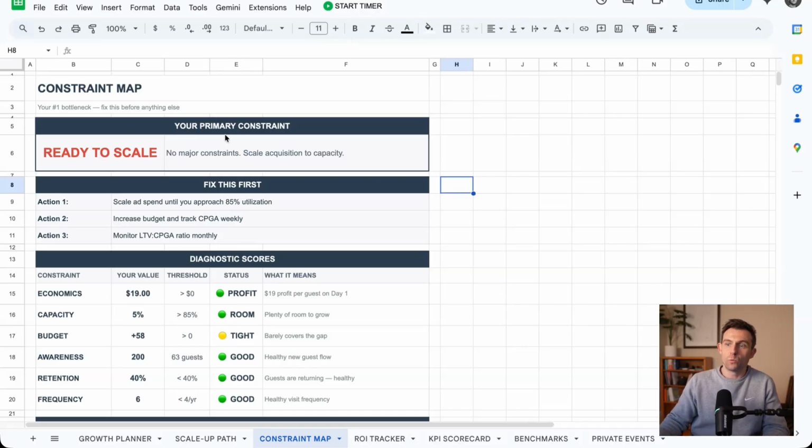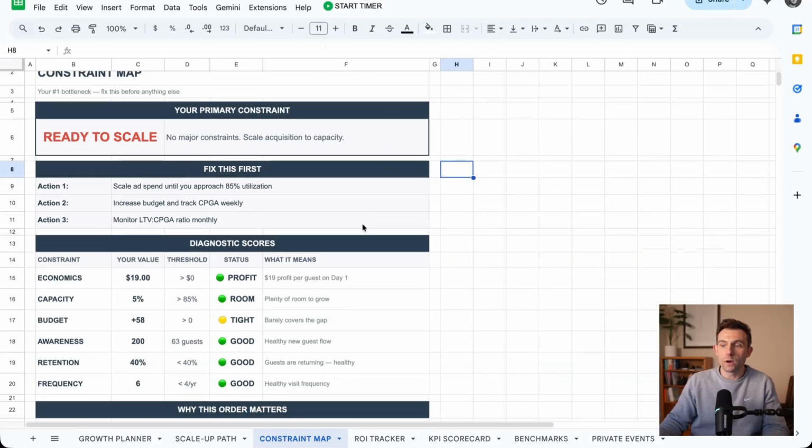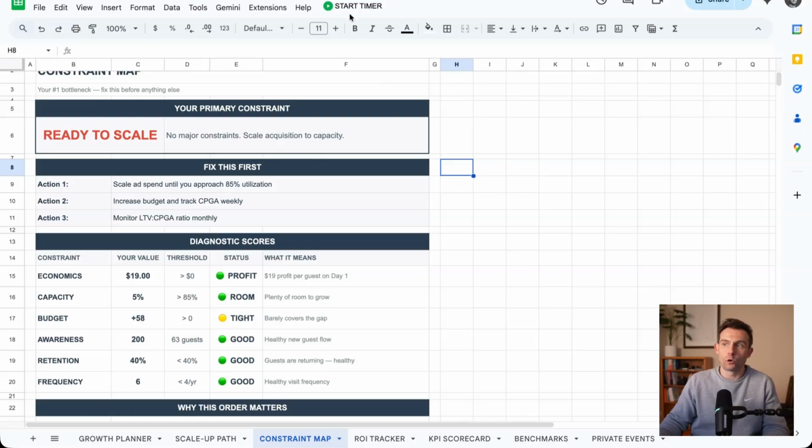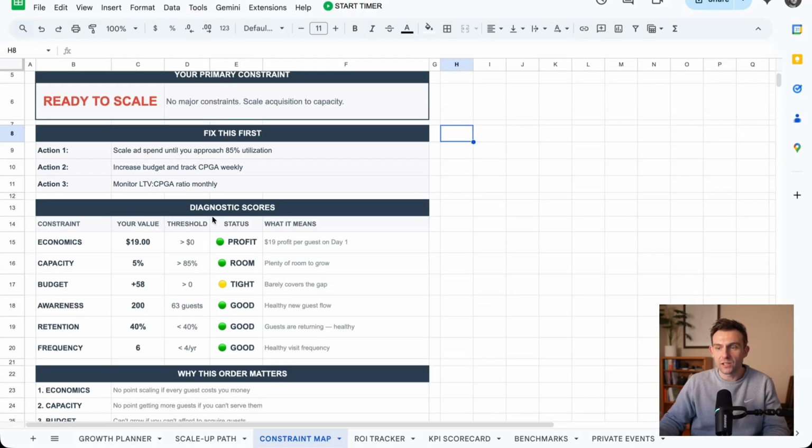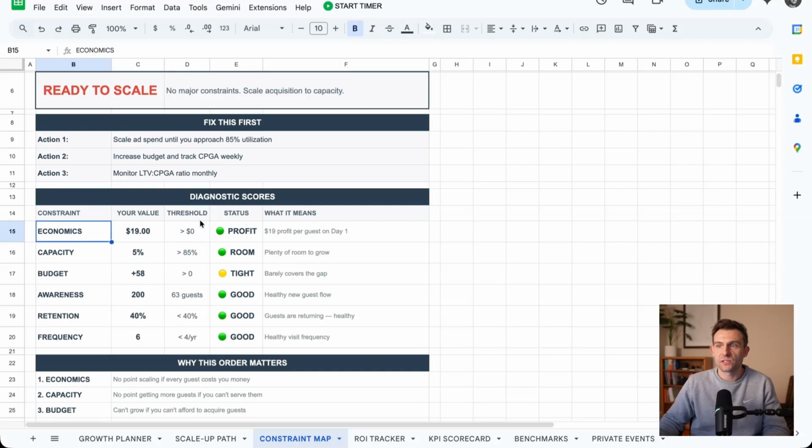This tells you what your primary constraint is, the one bottleneck you should fix before anything else. In this example, it says ready to scale. That means the math works. There's no major bottleneck. We just need to spend more on acquisition. But look at the diagnostic scores below here. Each constraint gets checked. Economics: are you profitable on day one? Green check. Capacity: do you have room? Green check. Budget: can you afford to hit your goal? Yellow, barely covers the gap.